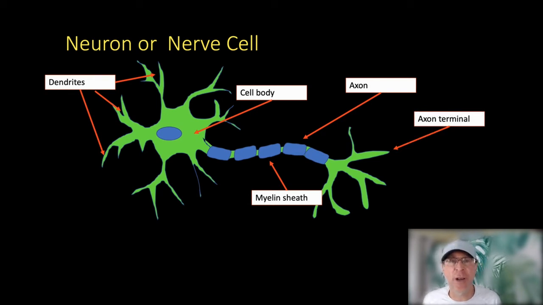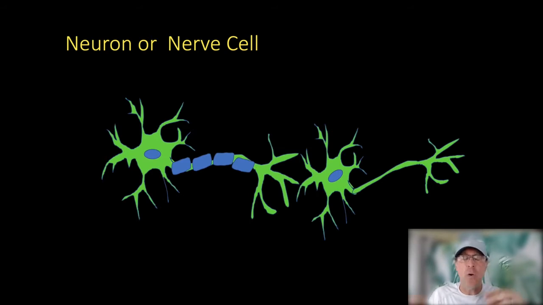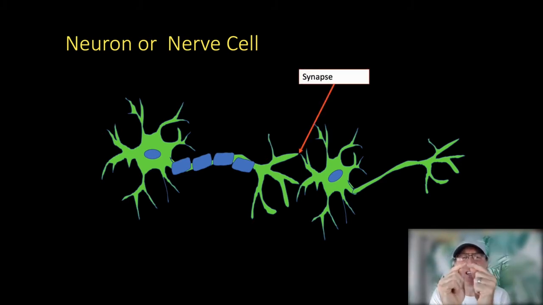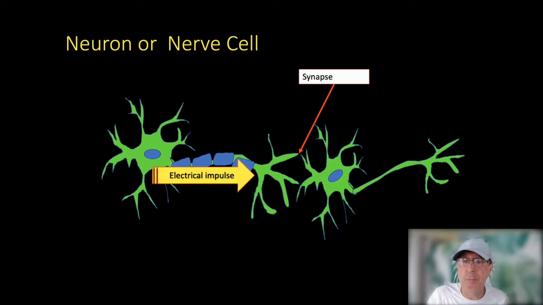So the dendrites on the cell body receive a signal from another neuron and create an electrical signal that then moves down the axon to the axon terminal. Now, that axon terminal will sync up with the dendrites of another cell like we see here. They don't actually physically touch. They have this tiny, so small space called a synapse.